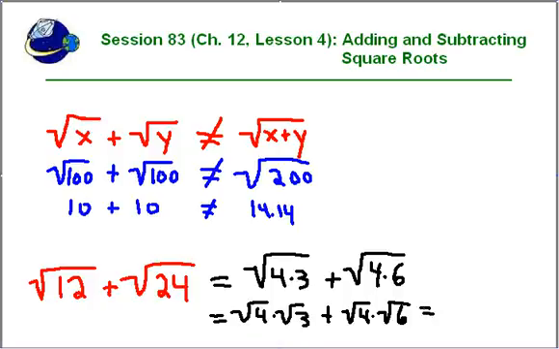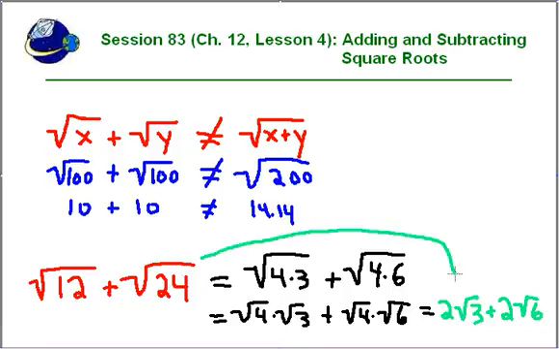And let's rewrite this here in another color. What is the square root of 4? Well, the square root of 4 is 2. The square root of 3 cannot simplify anymore, so we're just going to leave that alone. 2 radical 3 plus, what's the square root of 4 here? 2. Times the square root of 6. The square root of 6 cannot be simplified, so we're just going to leave that as a radical 6. So our initial problem of radical 12 plus radical 24 written in simplified form is 2 radical 3 plus 2 radical 6.